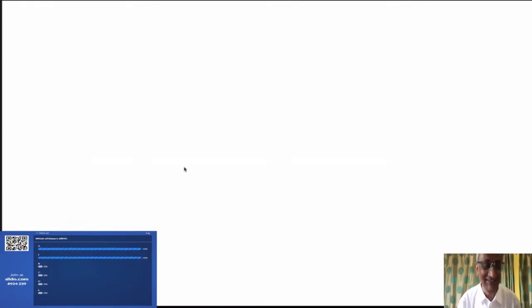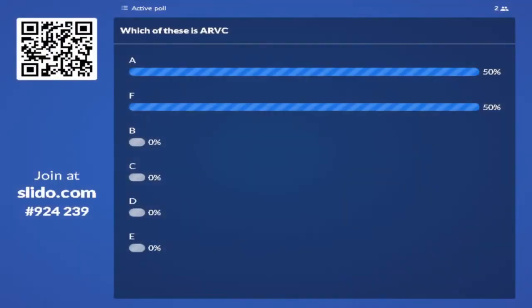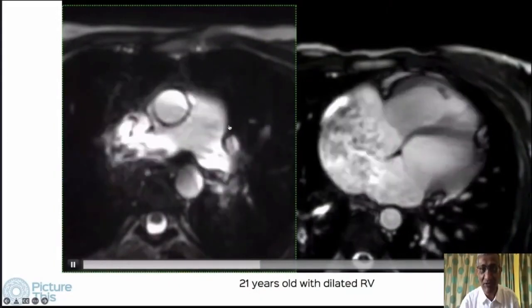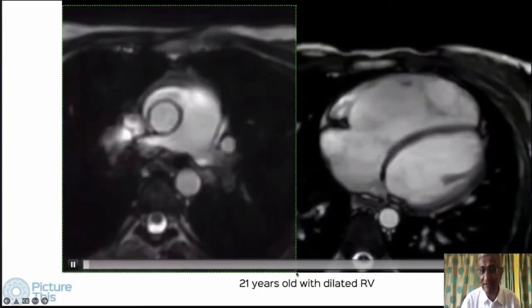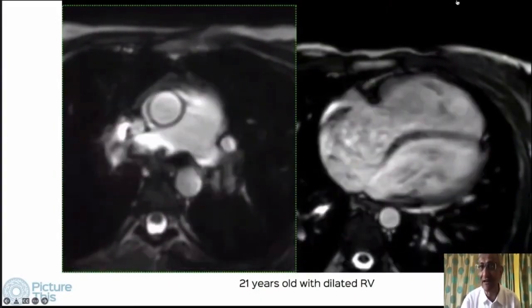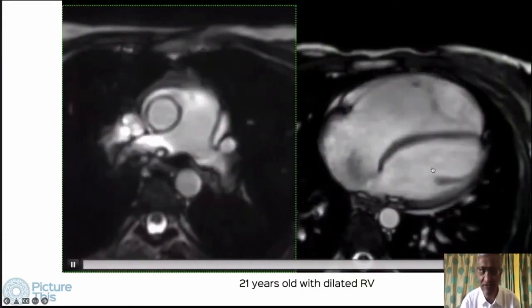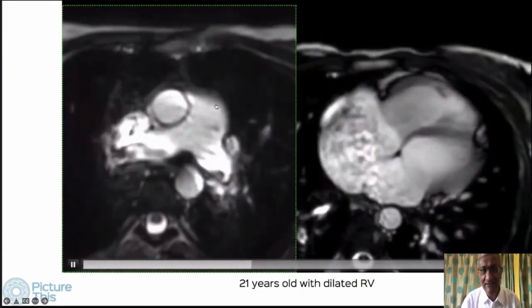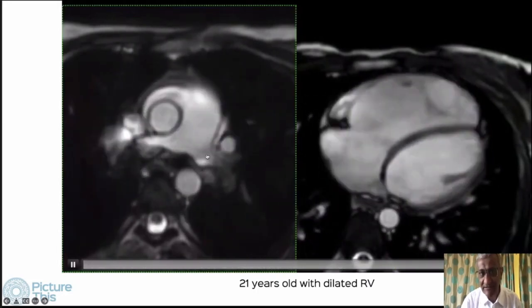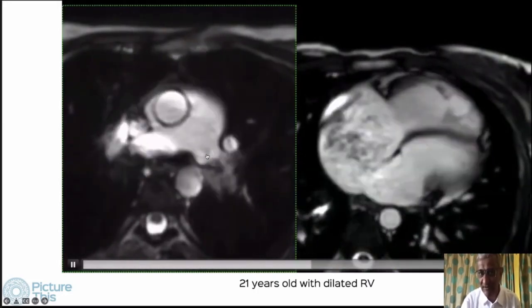Okay, let's move on. Let's not waste time. So that's the first case, of this 21-year-old with a dilated RV. And if we see this, the RV is dilated, the LV is normal. And clearly the MPA is dilated.